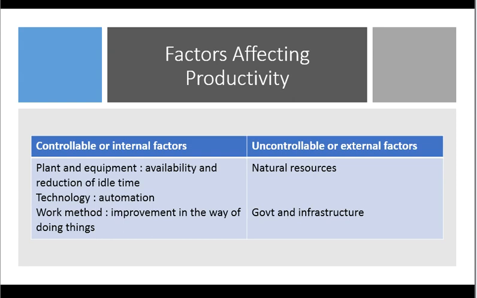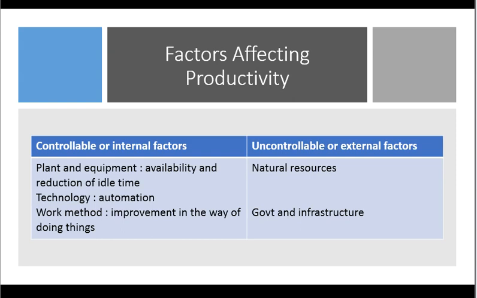Next, uncontrollable things. There are many things, like natural resources, government infrastructure, and a pandemic like COVID coming recently. That is the uncontrollable type of thing, and it also affects productivity. It is the uncontrollable thing.